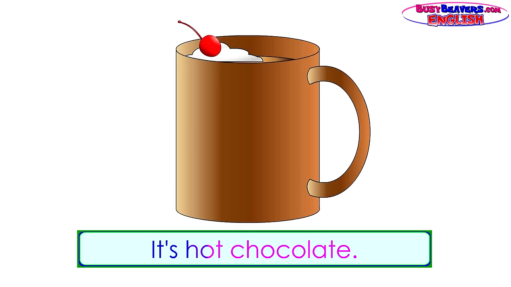Lesson 14. Junk food and sweets. Do you like hot dogs? No, I don't like hot dogs. What are these? Those are chips. Do you like chips? No, I don't like chips. What are these? Those are French fries. Do you like French fries? No, I don't like French fries.